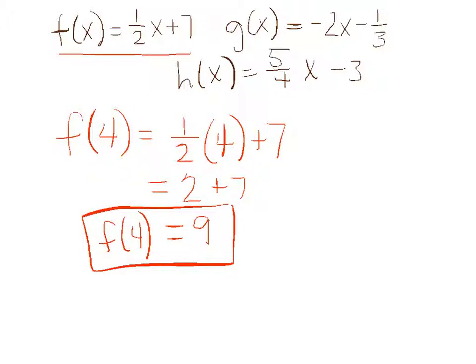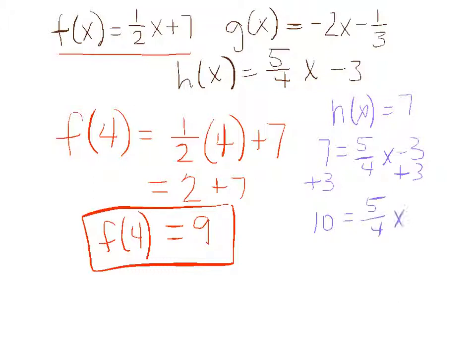The next question says solve h of x equals 7. So in this case, I have the whole h of x written out like this, and the 7 means the 7 is going to be equal to the whole function, so it's a y value. So I'm going to have 7 equals 5/4 x minus 3. First I'm going to add 3 to both sides, so that gives me 10 equals 5/4 x. Then in order to eliminate this fraction, this 5/4, I'm going to multiply by the reciprocal, which is 4/5.